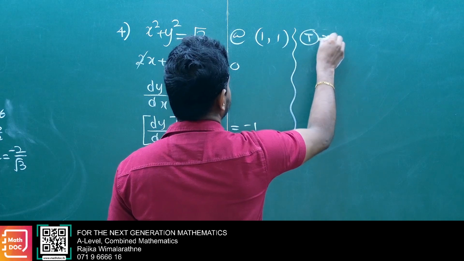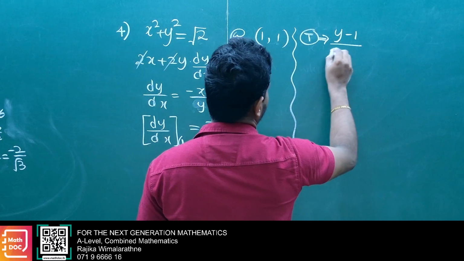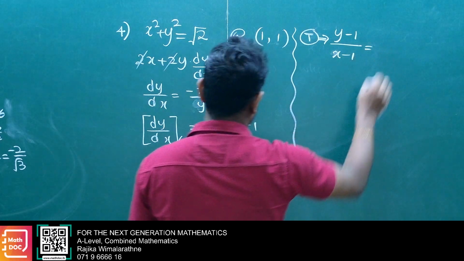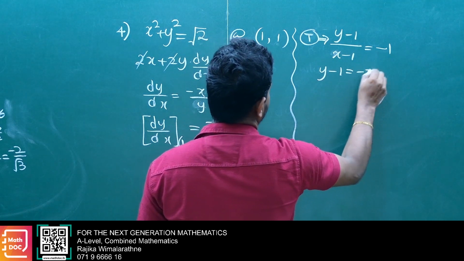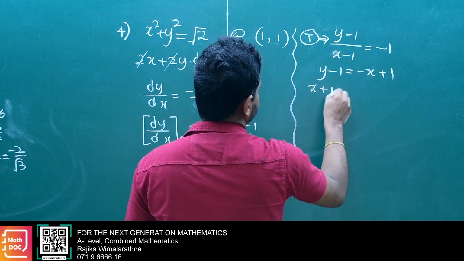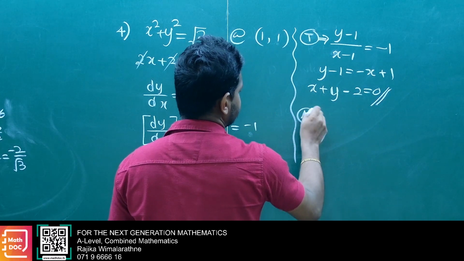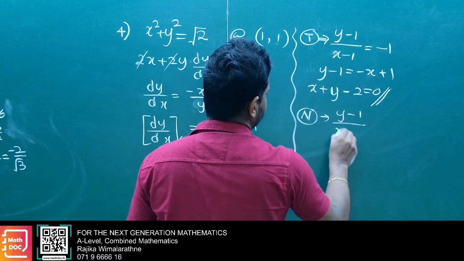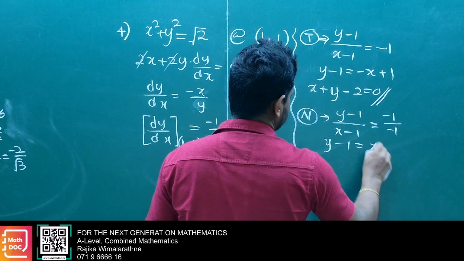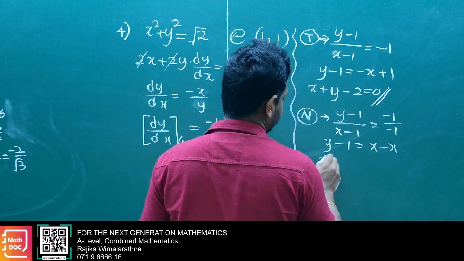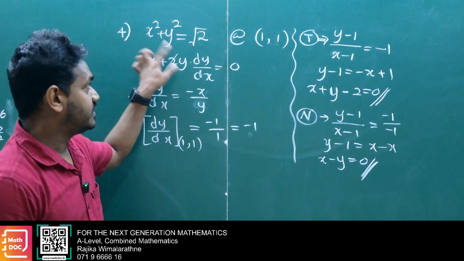Tangent equation, y difference, x coordinate 1, y, x, y both 1. Gradient minus 1. Then y minus 1 equals minus x plus 1, x plus y minus 2 equals 0. Then normal equation, y minus 1 over x minus 1 equals minus 1 over minus 1. Then y minus 1 equals x minus 1, x minus y equals 0. That's how we get it. The specialty here, y is not the subject.